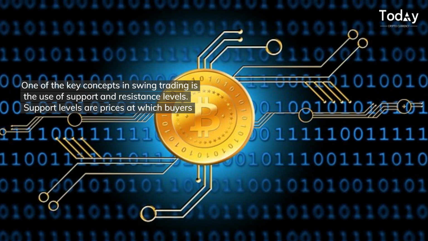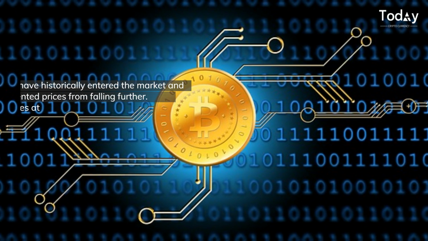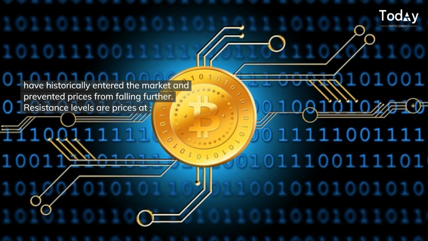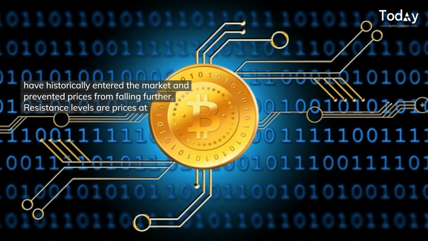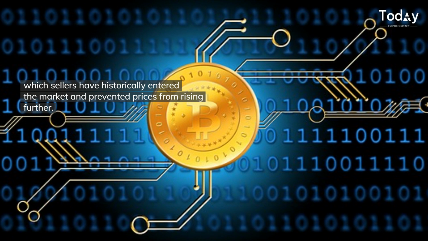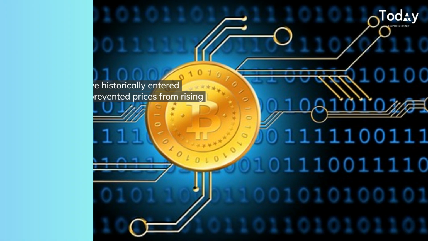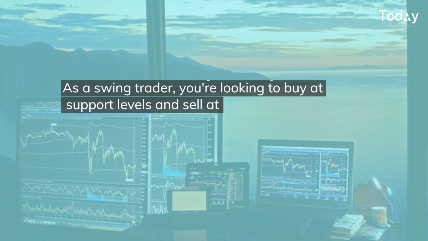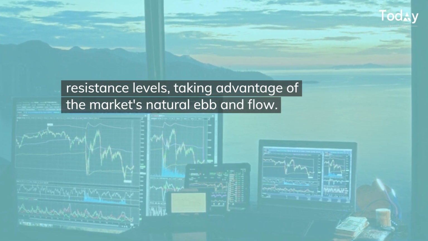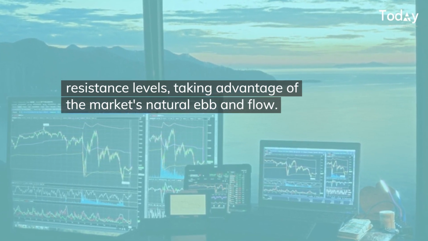Support levels are prices at which buyers have historically entered the market and prevented prices from falling further. Resistance levels are prices at which sellers have historically entered the market and prevented prices from rising further. As a swing trader, you're looking to buy at support levels and sell at resistance levels, taking advantage of the market's natural ebb and flow.